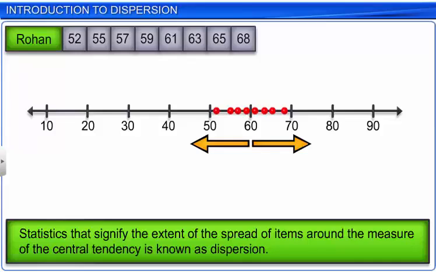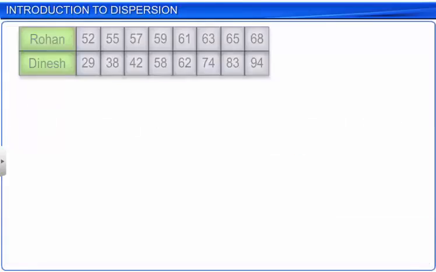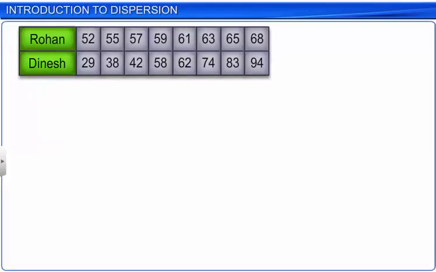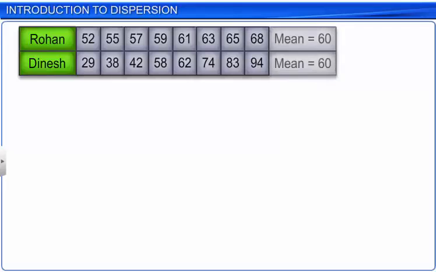Let's look at another example. The marks secured by 2 students, Rohan and Dinesh, in 8 subjects are shown here. The mean of the marks obtained by Rohan and Dinesh is 60. Their median scores are equal and are equal to 60.